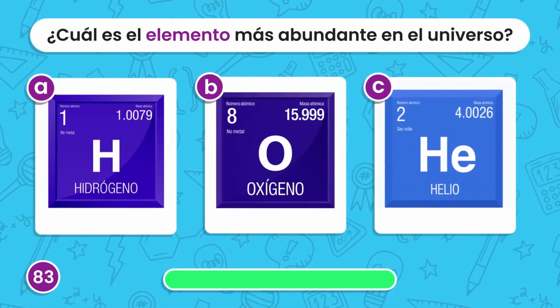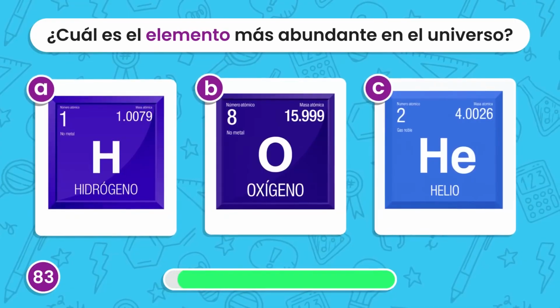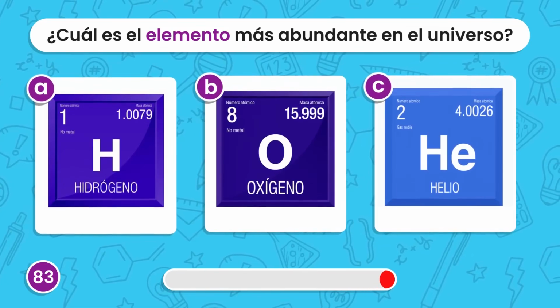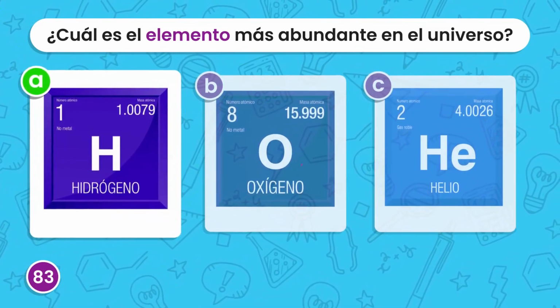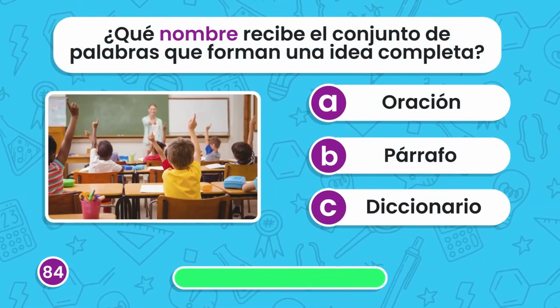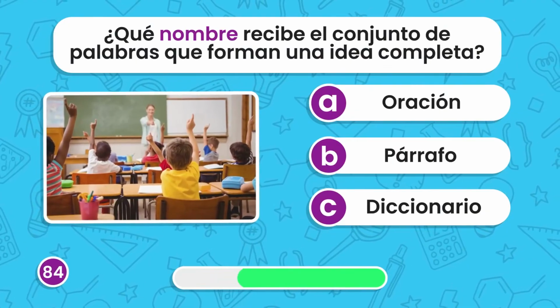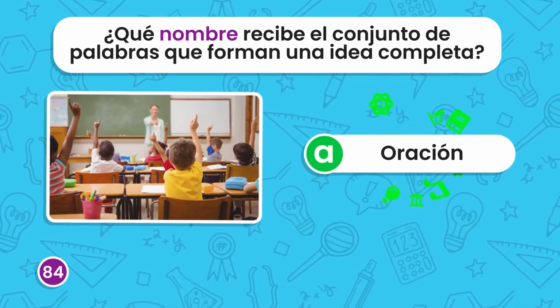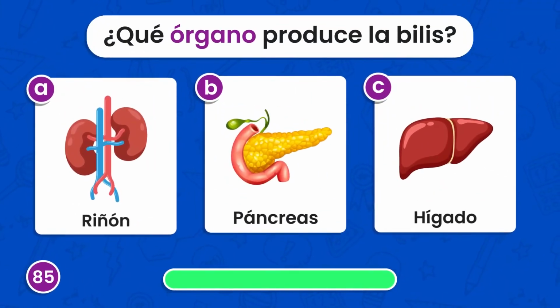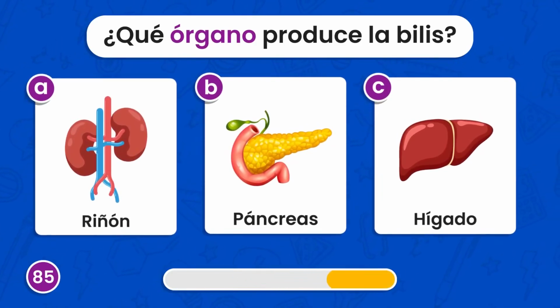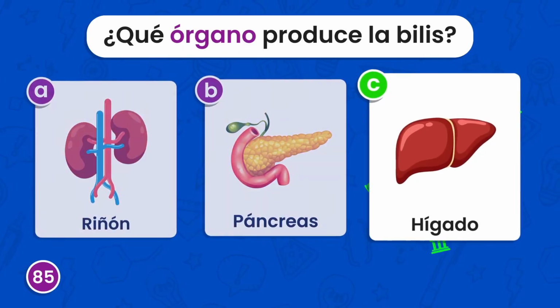What is the most abundant element in the universe? Hydrogen. What is the name given to the group of words that form a complete idea? A sentence. Which organ produces bile? The liver.